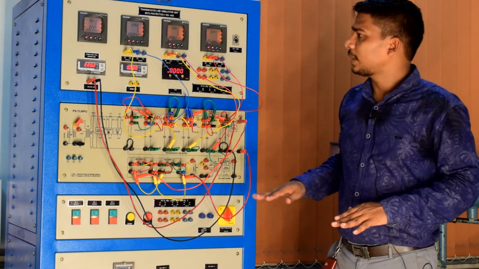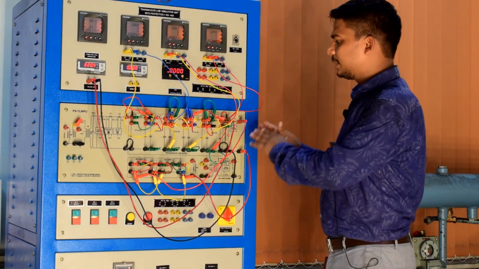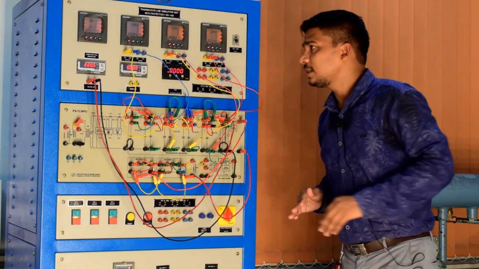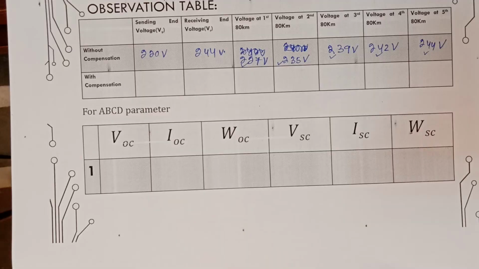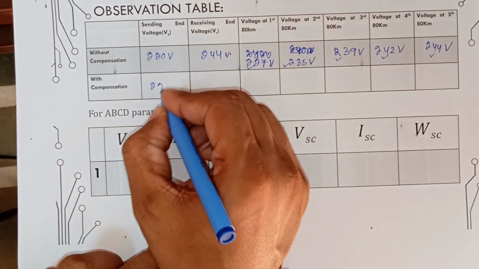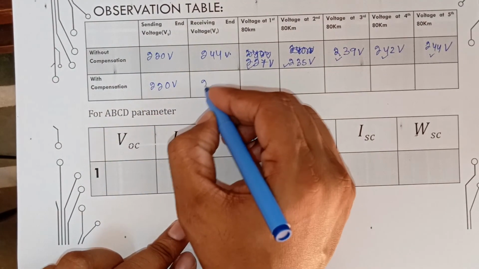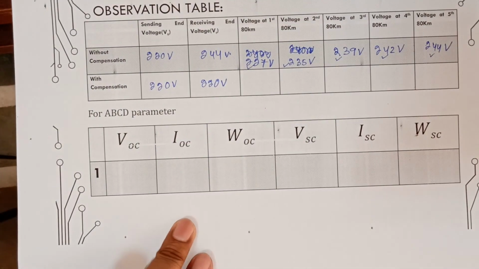So right now if we follow the procedure, we have to measure the voltage at each 80 km, and this is the case with compensation. So that means our sending end voltage is 220 volt, and receiving end voltage we got 220 volt with the help of compensation.